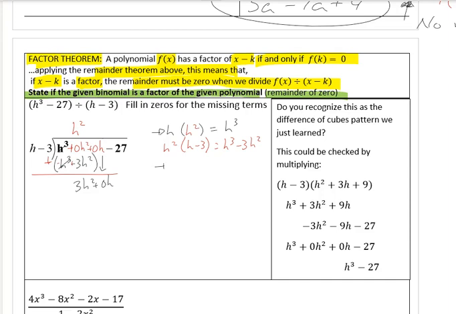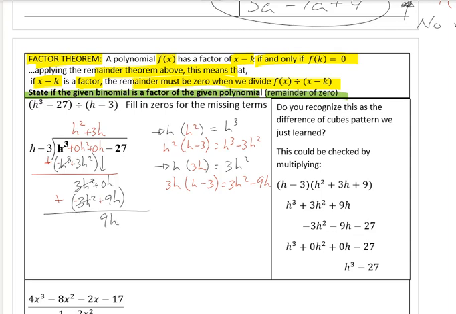We do this again. H times what equals 3h squared. My answer is 3h. That goes here. 3h times h minus 3 equals 3h squared minus 9h. We subtract. Now when you subtract, you change signs. And I get positive 9h. Bring down the negative 27.